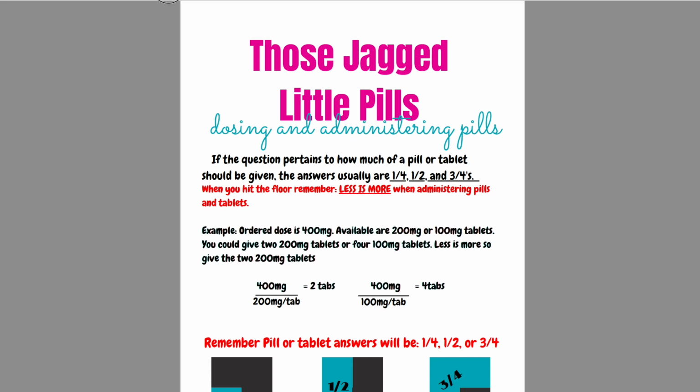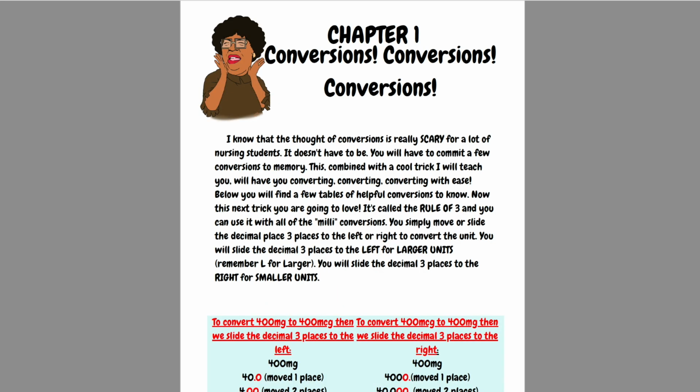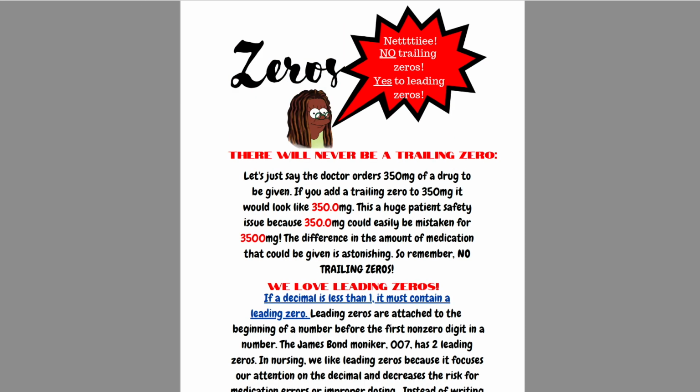And then you have pills. You have everything in this book. Zeros, super important to know your zeros because it can easily be mistaken. Just like I said, if you're giving 350 milligrams, it could be mistaken for 3,500 milligrams, which is insane if you're giving someone 3,500 milligrams of something. And also, if it doesn't make sense to you guys, like, how am I giving such a large dose? Then the answer is probably wrong. Look at your trailing zeros, for sure.